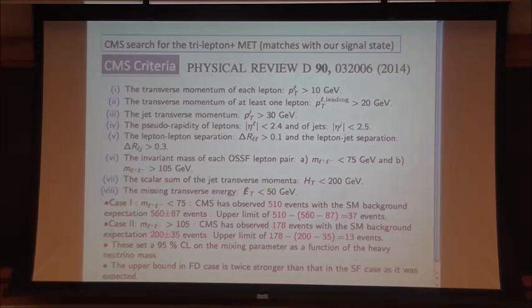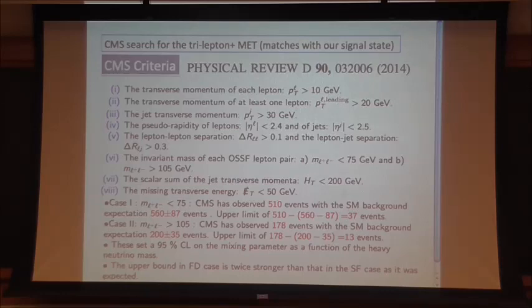We consider two regions according to the CMS analysis. One is below the Z-pole, with MLL less than 75, and the other is above the Z-pole, in the OSSF channel, that is opposite sign, same flavor, above the Z-pole. In the conservative analysis, when the invariant mass is below the Z-pole, we get 37 events of excess, and above the Z-pole, we have 13 events of excess. These analyses are all done at the 95% confidence level.